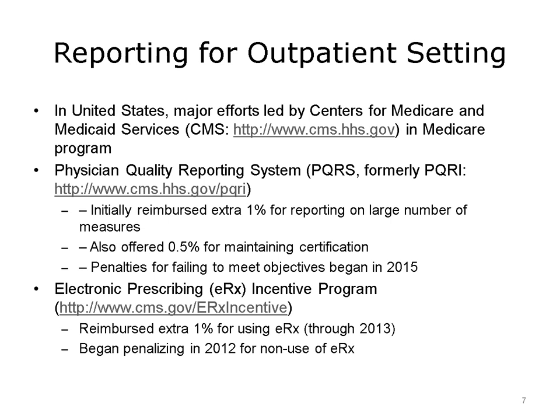The program initially provided physicians participating in Medicare an extra 1% reimbursement for reporting on a large number of measures, a total of 194 in 2011. They also received 0.5% for maintenance of certification in their medical specialty. Starting in 2015, the bonus changed to reduce payments for participants who did not meet specified objectives.